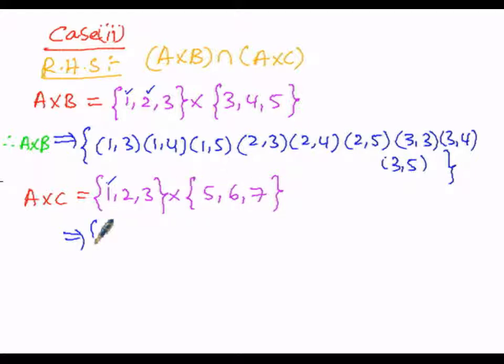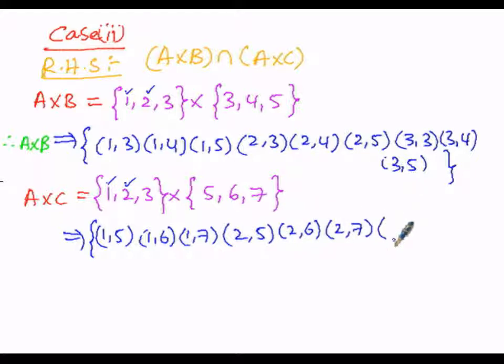So the set consists of (1,5), (1,6), (1,7), with (2,5), (2,6) and (2,7), then (3,5), (3,6), (3,7). These are the 9 ordered pairs, because there are 3 elements in the first set and 3 elements in the second set, 3 times 3 is 9. So we got 9 ordered pairs as the elements of A cross C.